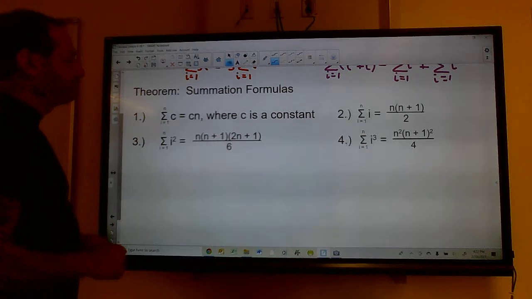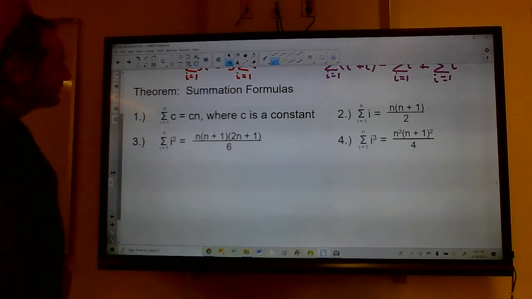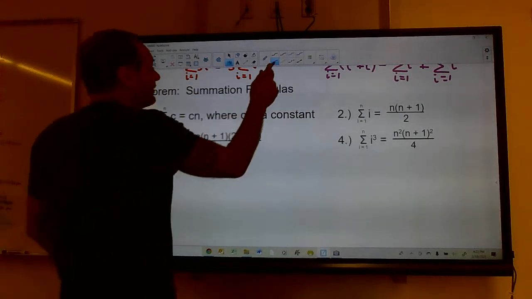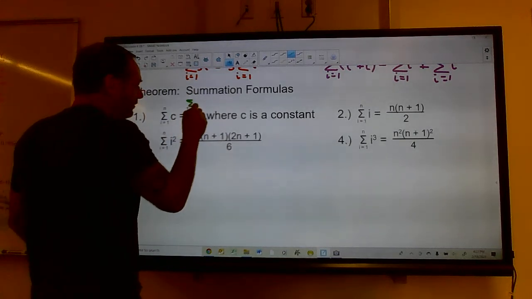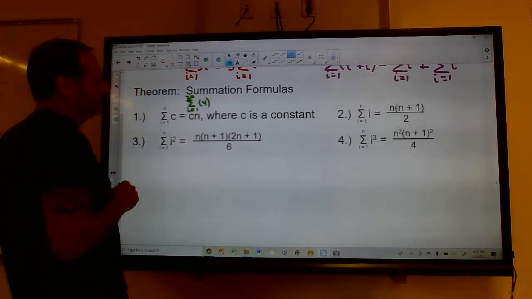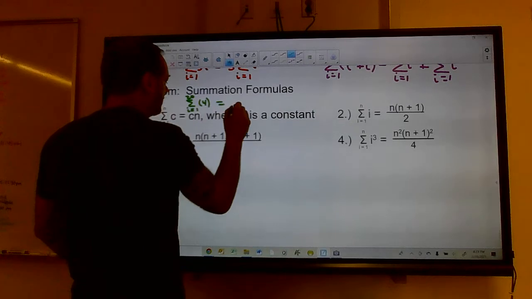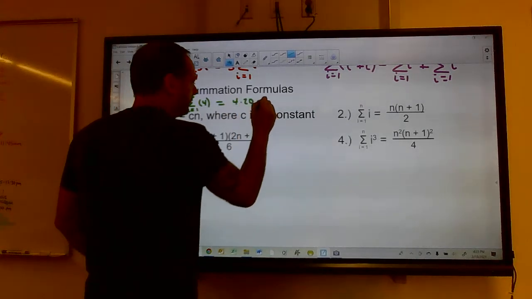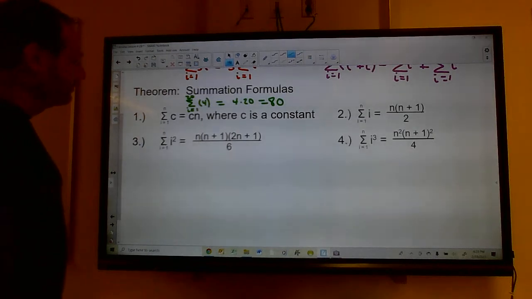So some summation formulas you definitely want to know. The sum from i equals 1 to n of the c's is c times n, where c is a constant. This would be something like the sum from i equals 1 to 20 of the 4's. That just means 4 plus 4 plus 4, 20 times. So this is just 4 times 20, which is 80. And you're done. You can do that with any constant.